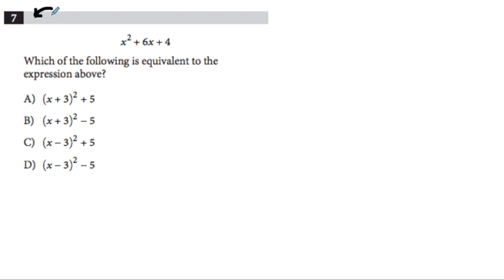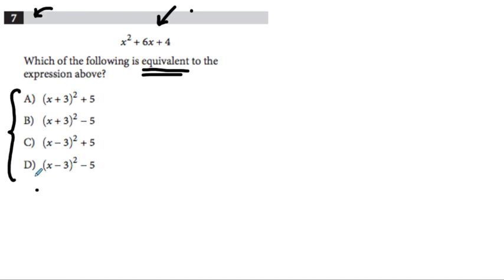Remember, number 7 starts to get a little bit trickier, so we've got to be careful. I love this question. It says, which of the following is equivalent to the expression above? Remember, equivalent means that it's just another way to write this equation. I notice that my answers all are quadratics. I know my original expression is quadratic. This is in standard form, and these are in vertex form. It just wants to know, how can we write x squared plus 6x plus 4 in vertex form?